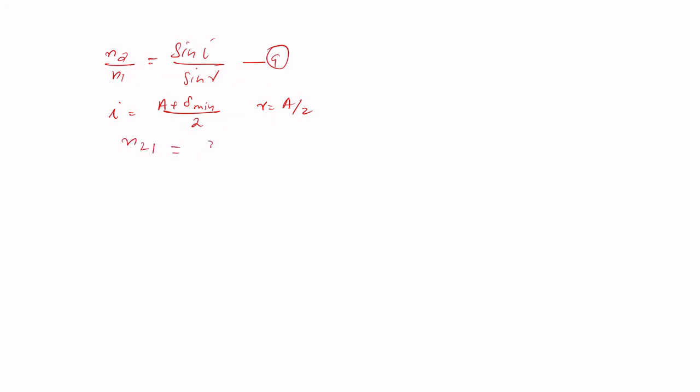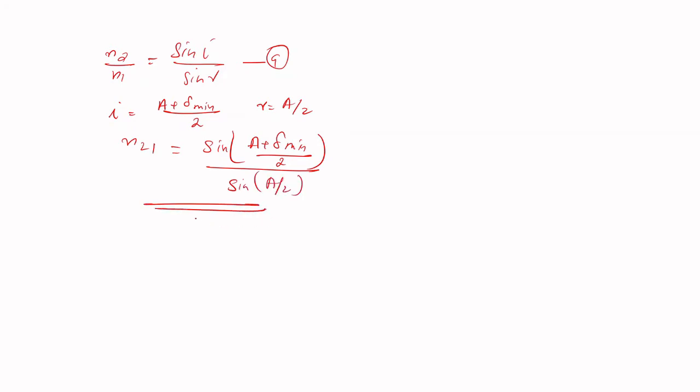Now we'll apply the values in Snell's law. Snell's law is n2 by n1 is equal to sin I by sin R. So we have the values of I and R with us. I is (A plus delta minimum) by 2 and R is A by 2. So we'll apply those values in equation 9. So n2 by n1, or n, is sin((A plus delta minimum) by 2) divided by sin(A by 2).